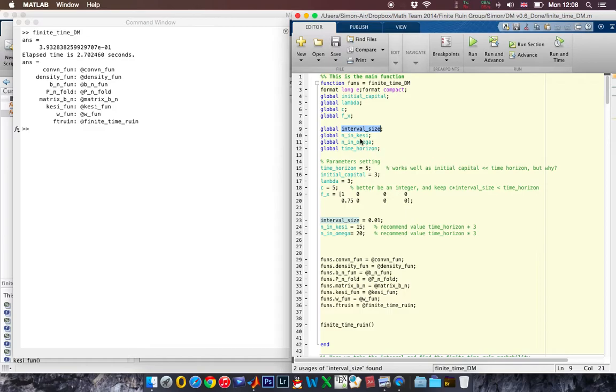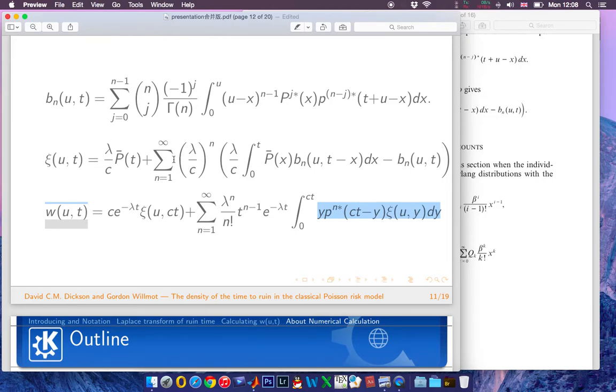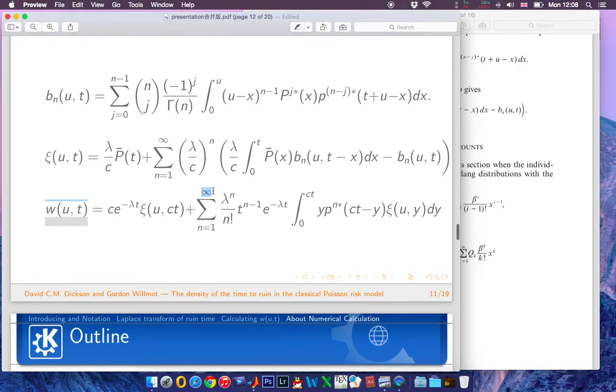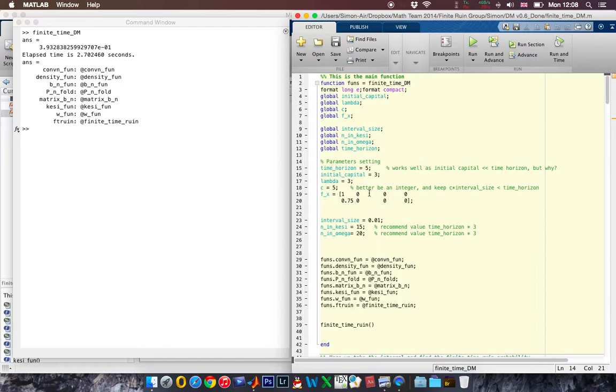And the next parameters are n in c and n in omega. As I just mentioned, the second problem we are facing is that, instead of doing the summation to infinity, we choose a very large number as the upper limit of the summation instead. So we substitute this infinity with n in omega, and substitute this infinity with n in c. And of course, the larger your n in c and n in omega are, the more accurate the calculation will be. And that's about all the parameters we are going to declare here.